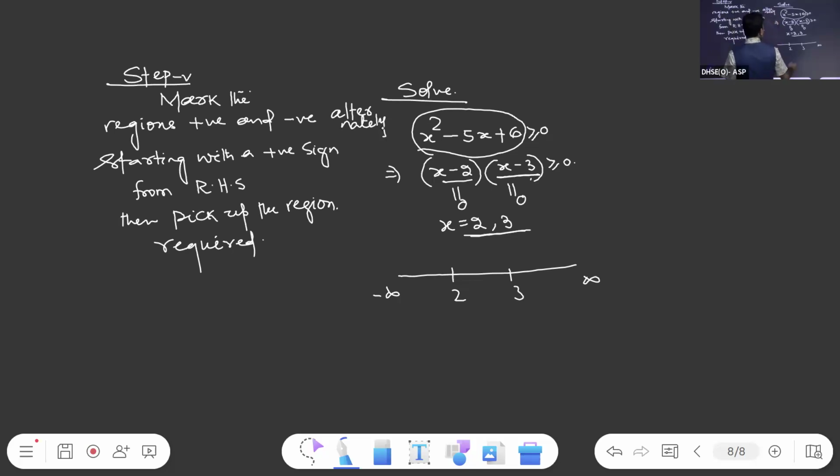Mark the regions positive and negative alternately. Positive, negative, positive, starting with a positive sign from the right hand side. Then pick up the region required. Which region is required? Greater or equal to 0.